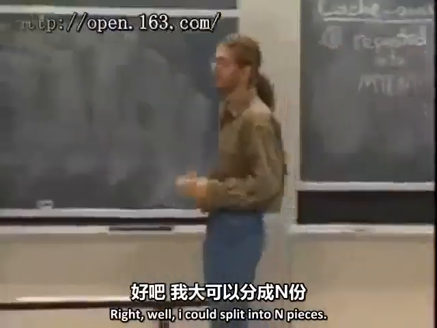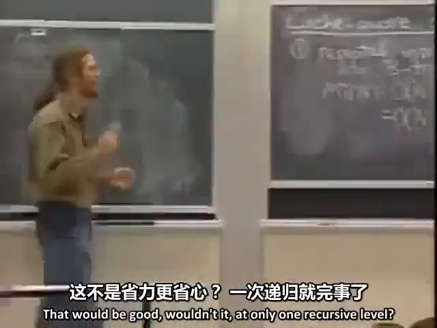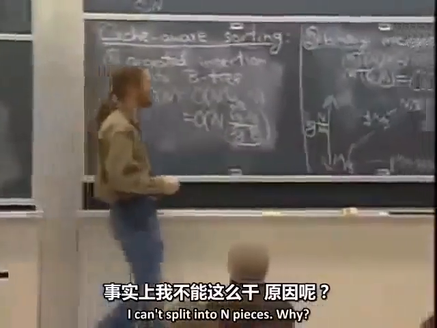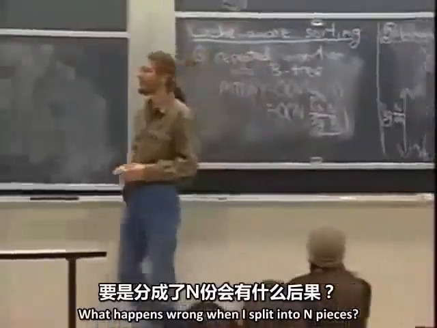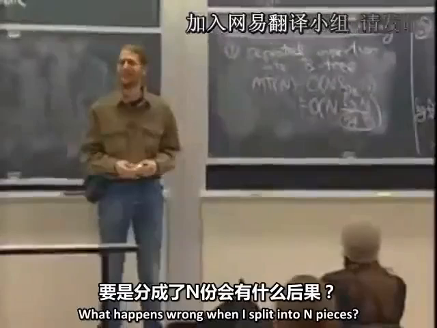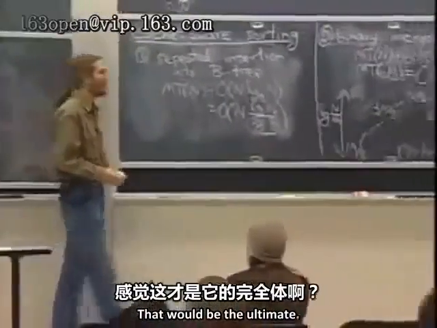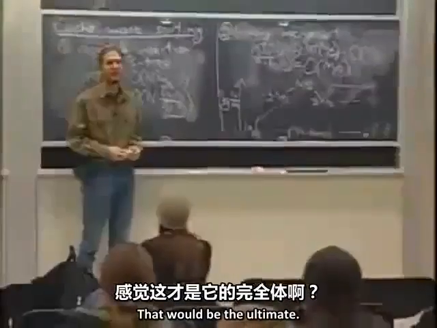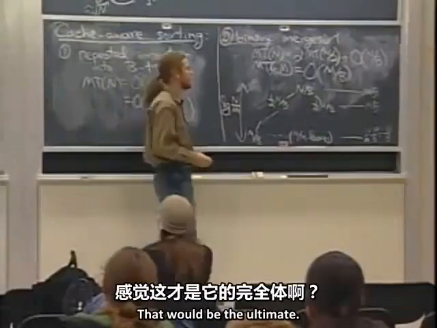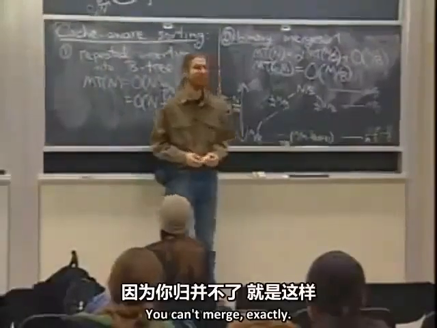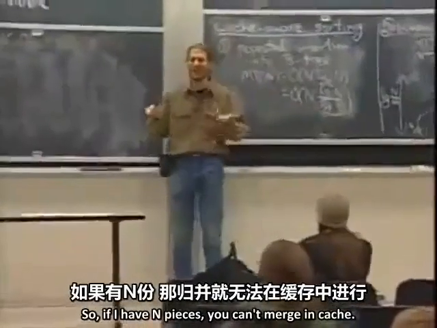Well, I could split into n pieces. That would be good, wouldn't it? And only one recursive level. I can't split into n pieces. Why? What happens wrong when I split into n pieces? That would be the ultimate. You can't merge, exactly. So if I have n pieces, I can't merge in cache.